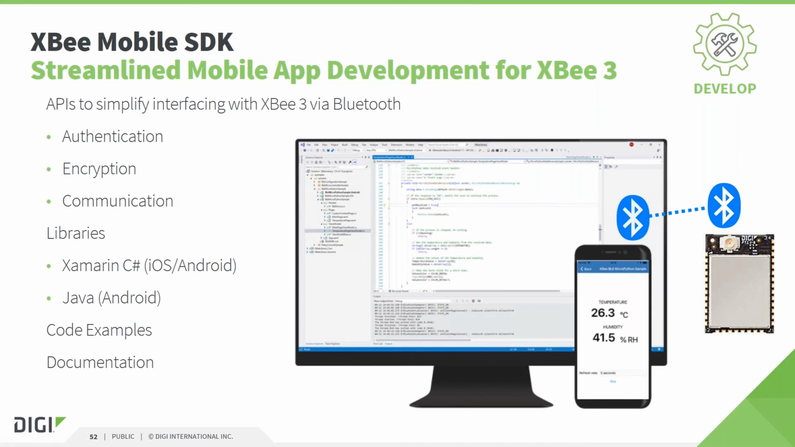For app development, we provide a software development kit called XBee Mobile SDK that allows developers to create mobile applications communicating with the XBee over Bluetooth. For example, an end-user application that visualizes sensor data on a mobile device from a sensor connected to the XBee. This SDK provides authentication, encryption, and communication APIs and is available for multiple platforms such as Xamarin for iOS and Android, and Java. Code examples and documentation are included as well.